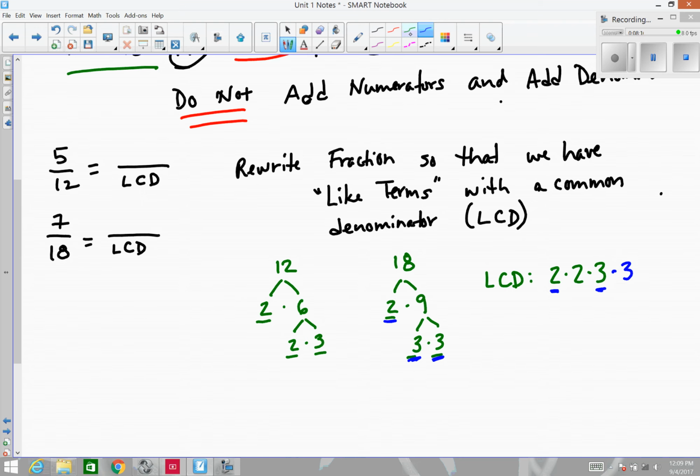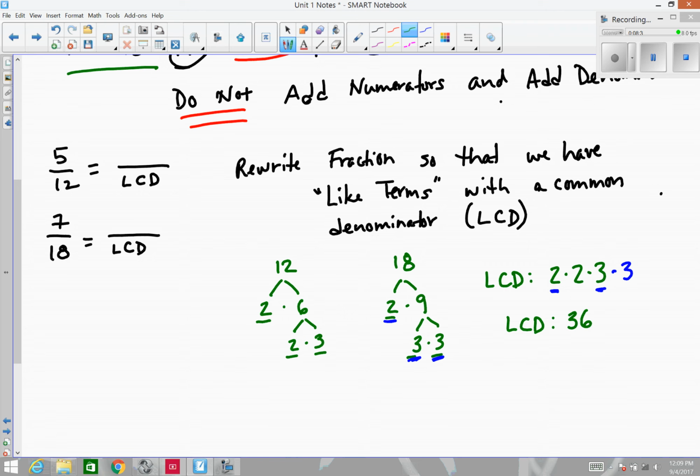And I get for my least common denominator the product of 2 times 2 times 3 times 3, which gives me 36 when I multiply that all together. So the common denominator I'm going to use for my 5 twelfths and 7 eighteenths is 36.